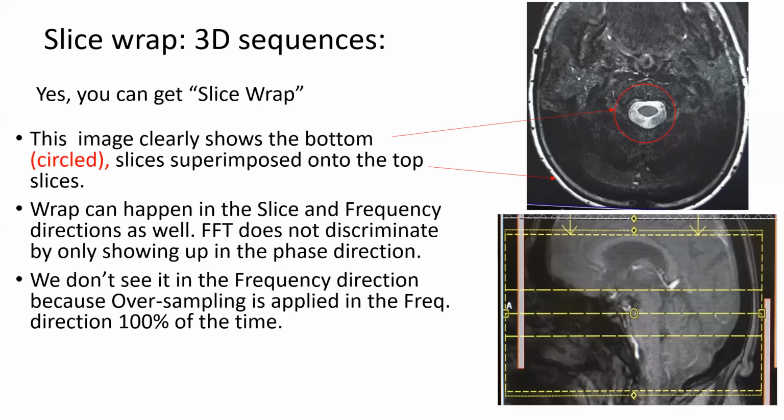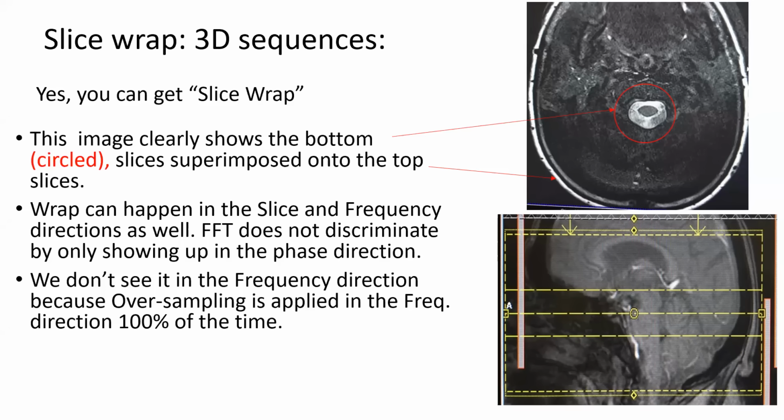Okay. RAP, 3D sequences can RAP. RAP is not only limited to the phase direction. You can get RAP in the slice select direction. You get that in 3D slices, 3D data sets. So that's called slice RAP.